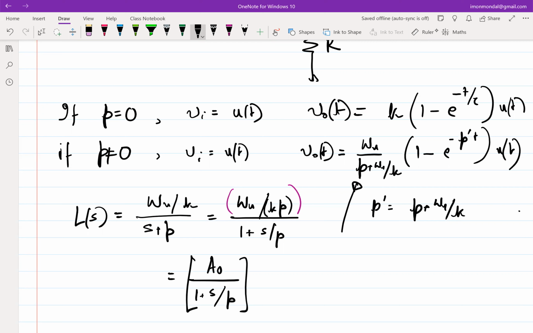What will the H of S expression look like? I can neglect the 1 plus term, right? That's what Bode approximation means. I can neglect the 1 plus term, which means it becomes omega U by S, right? So this becomes omega U by S.